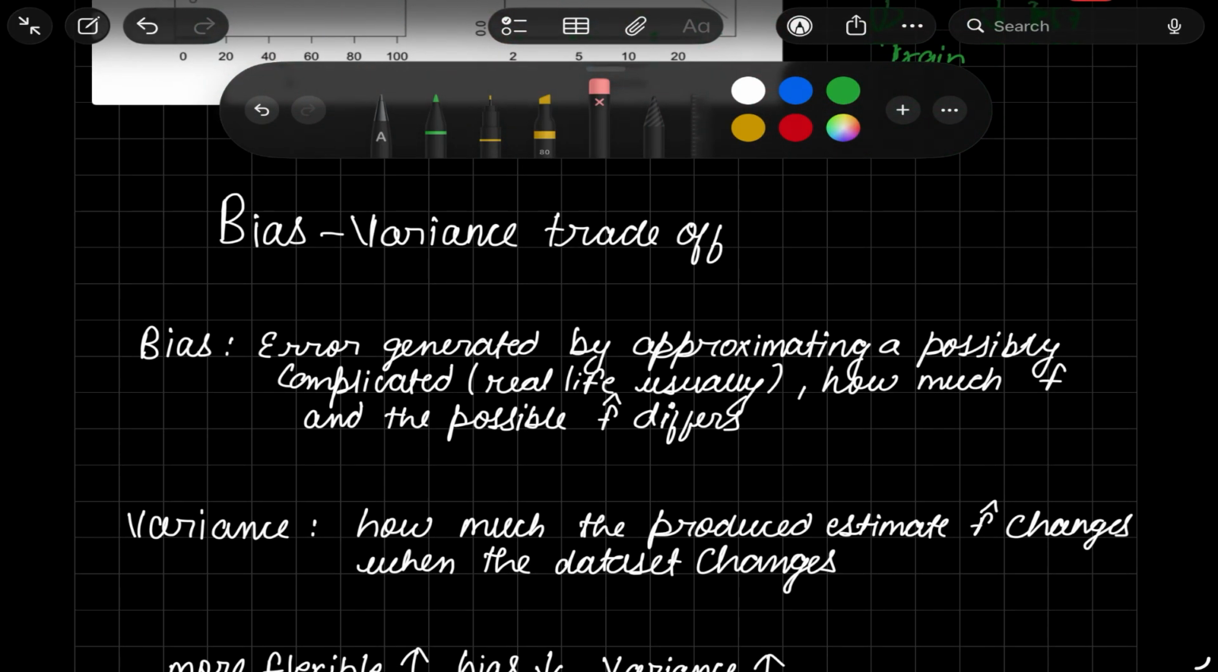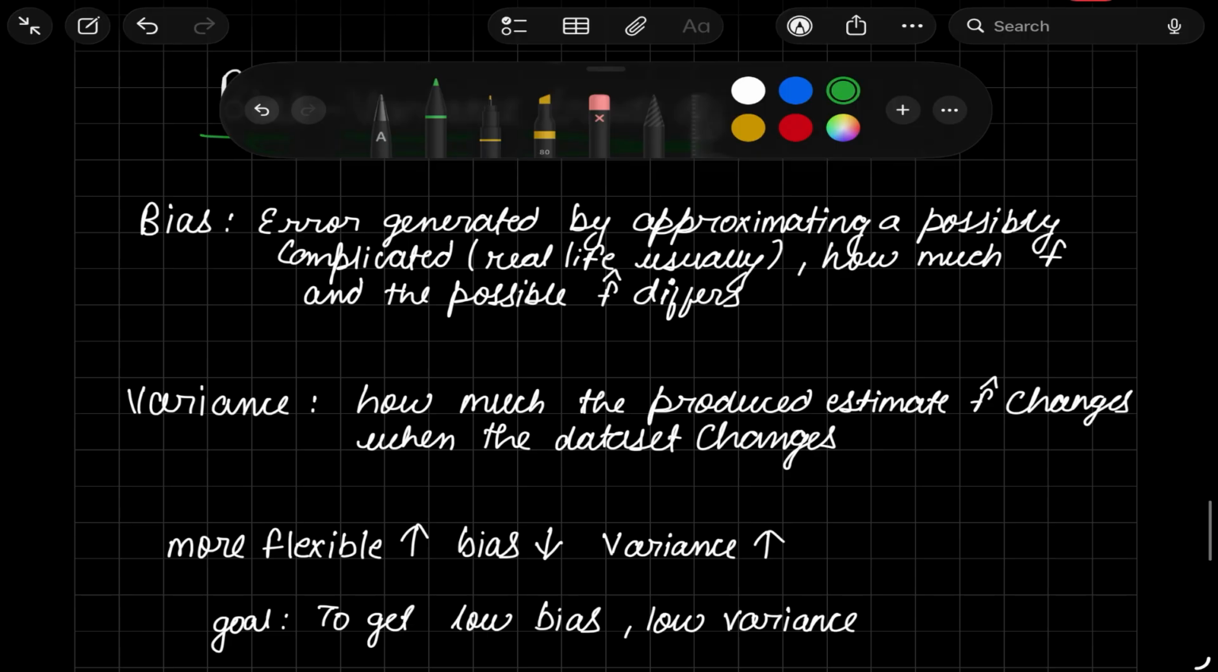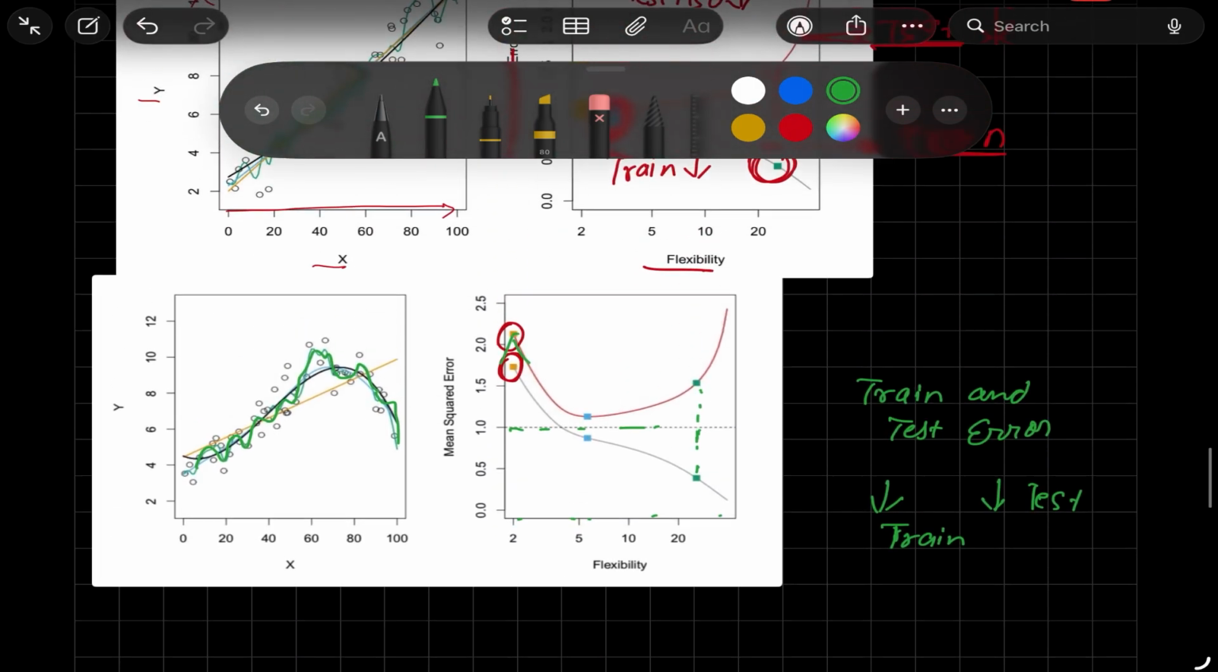Now, bias-variance trade-off. One of the most important topics in the whole of machine learning: bias and variance. So, what is bias? Bias is the error generated by approximating a possibly complicated real-life problem. Bias is actually the assumption that we make about the model, or the assumption that we make about the data. Is it linear or not?